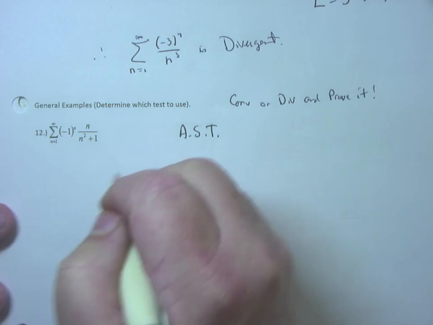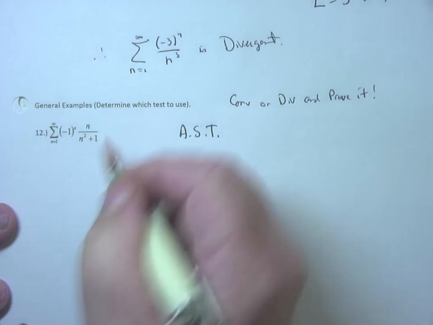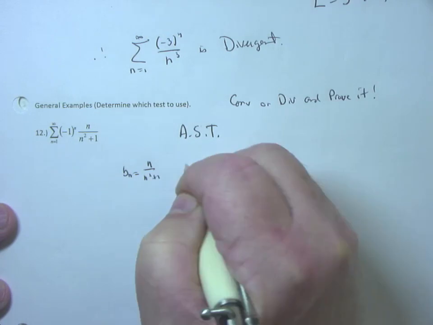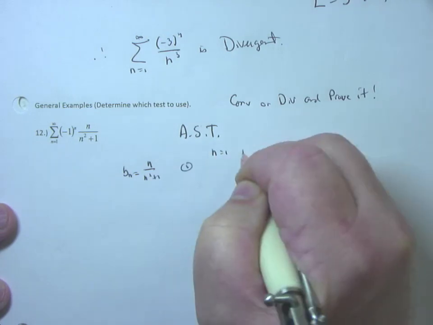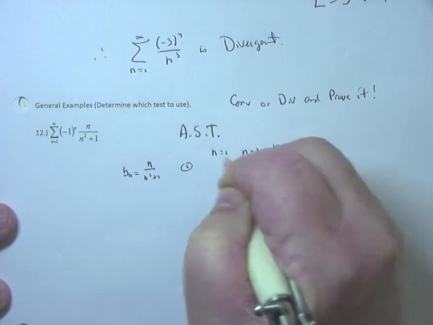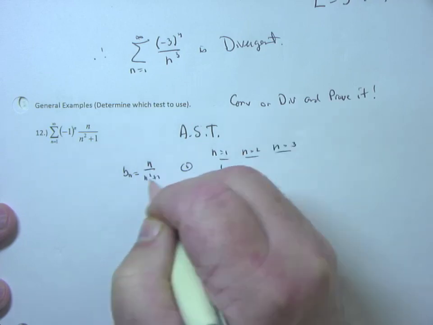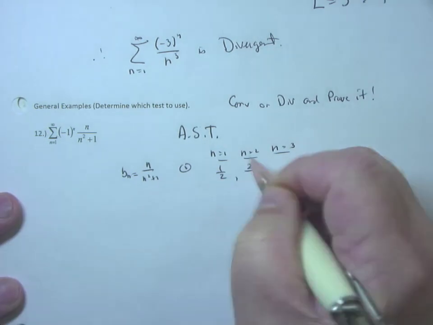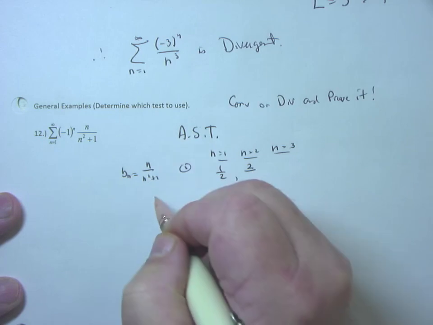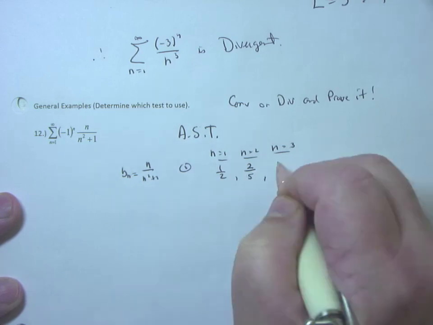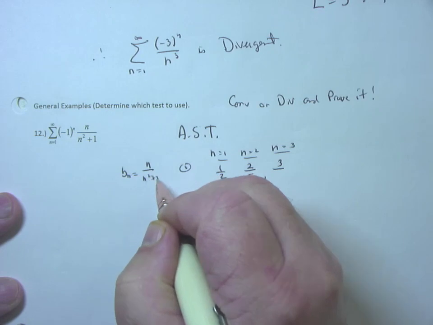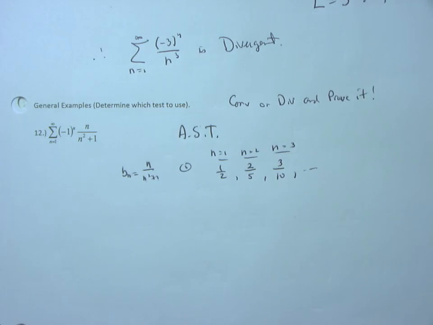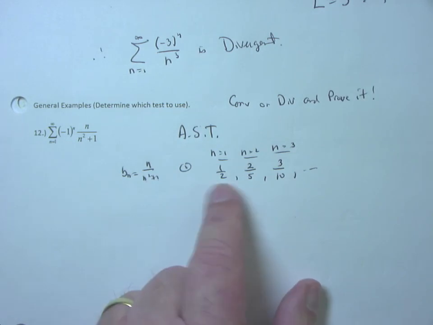All right? So the b_n is the part without the alternation, which would be n over n squared plus 1. I'm going to check 2 things. Number 1, I'm going to write down some terms. n equals 1, n equals 2, n equals 3. Look for the pattern here. 1 over 1 squared is 1 plus 1 is 2. So when I plug in 1, I get 1 half. Plug in 2, I get 2 over 2 squared is 4 plus 1 is 5, so 2/5. Plug in 3, I get 3 over 3 squared is 9 plus 1 is 10, so 3/10. 1 half, 2/5, 3/10. That's 0.5, 0.4, 0.3.